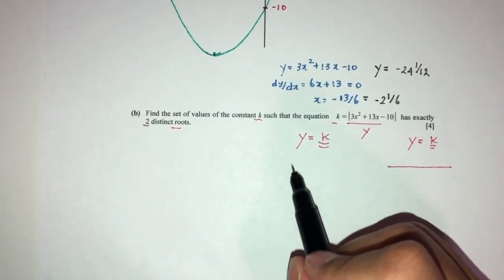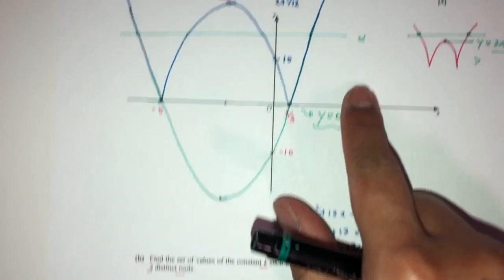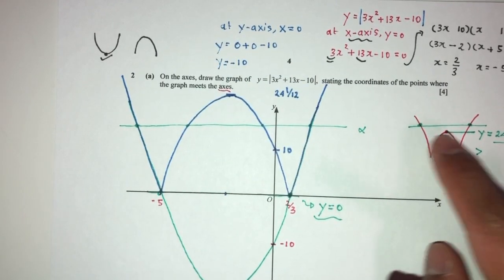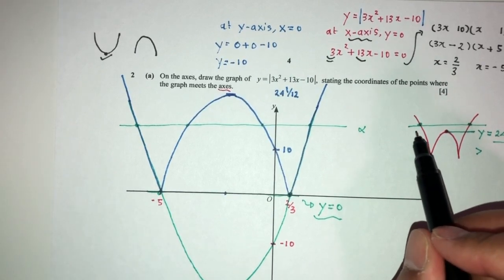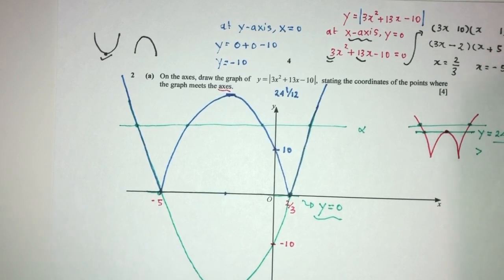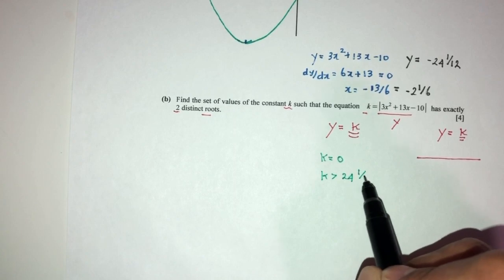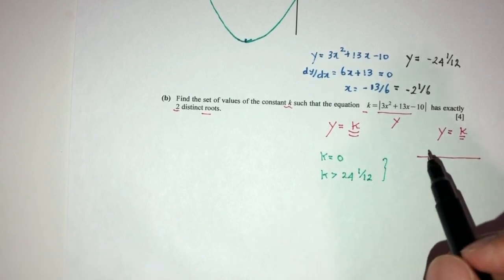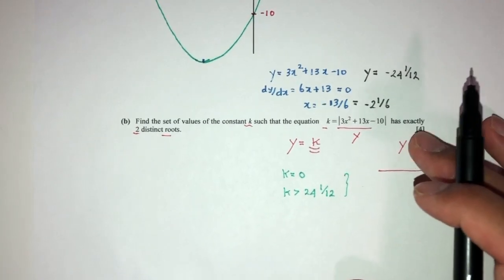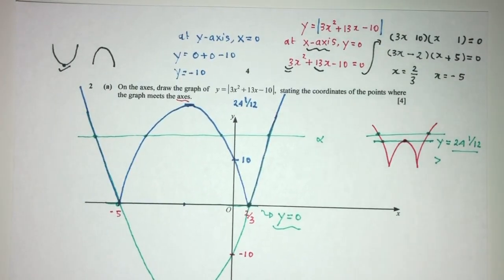Hence, first one, k can be 0, as you can see, only 2 solutions, or k can be more than this, right? If it's exactly on that point, it will be 1, 2, 3 solutions, but if it is more, it will only give me 2 solutions. Or k can be more than the value of 24 1 over 12. And this will be the set of values of k for which this equation right here has exactly two distinct roots. And that is your question number 2.